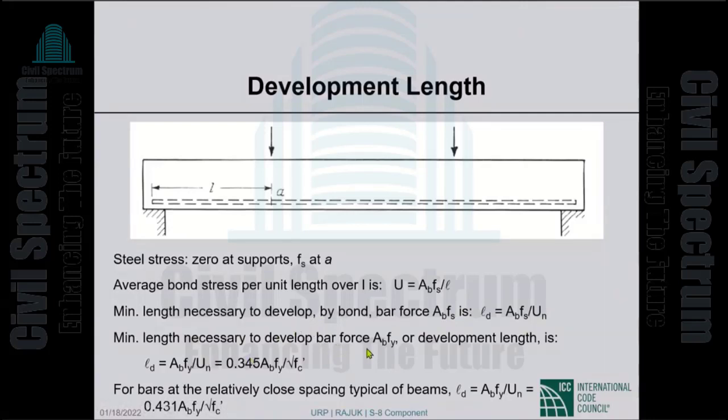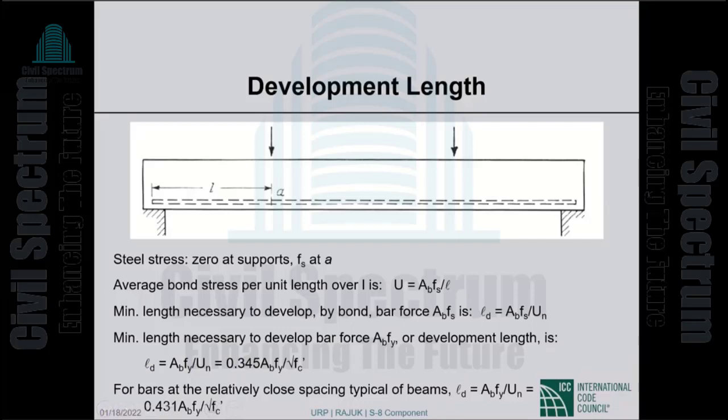Minimum length necessary to develop the full yield strength of the bar, A sub B times F sub Y. Now we are not developing F sub S, we are developing yield strength F sub Y. The minimum length necessary to do that would be A sub B F sub Y divided by 2.9 square root of F sub C prime. 1 divided by 2.9 is 0.345. So that gives us the expression for what we call development length: 0.345 A sub B F sub Y divided by square root of F sub C prime.